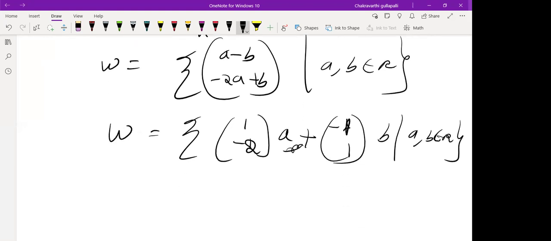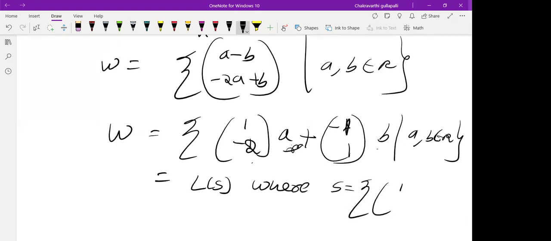So it is nothing but this is in the form C1 U1 bar, C2 U2 bar. So this is L of S. What is S? 1, minus 2, and minus 1. Therefore, automatically L of S is equal to W.